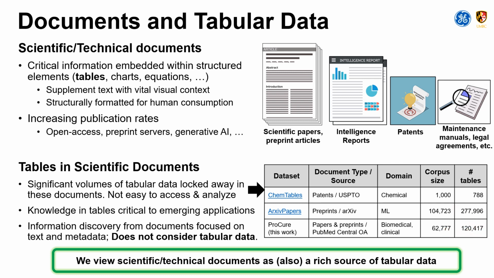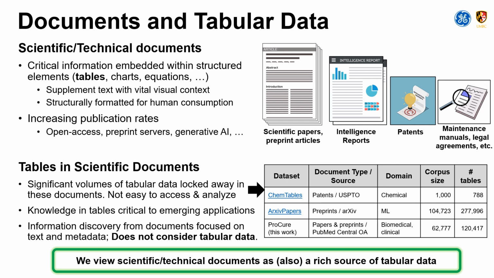So what does this mean? This means that if you're a search engine or you're a discovery system trying to support search over documents, that means you can no longer afford to ignore the information that's present within these tables. So we view these documents not only as text, but also as a rich source of tabular information.